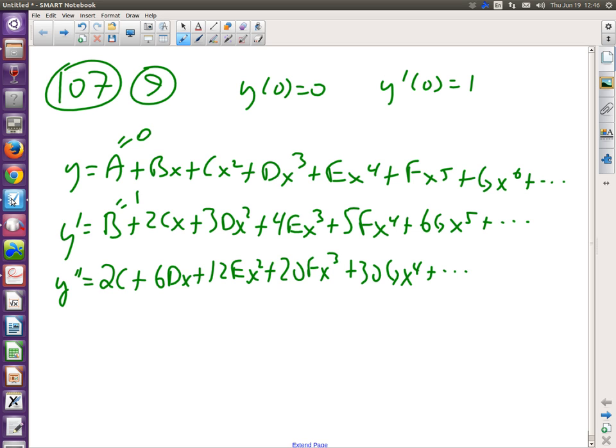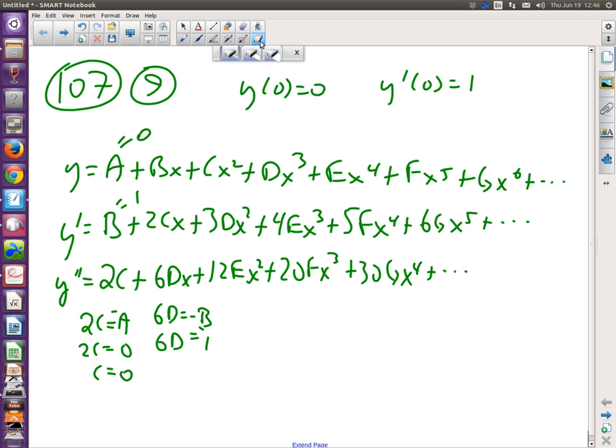All right. Now we want to set y double prime equal to negative y. Okay, so 2c is negative a, but that's 0, so c is 0. Well, the opposite of 0 is 0, okay? So c is 0. All right, fine. How about this? 6d equals the opposite of b, and b we figured out is 1, so the opposite of 1. So d is negative 1/6.